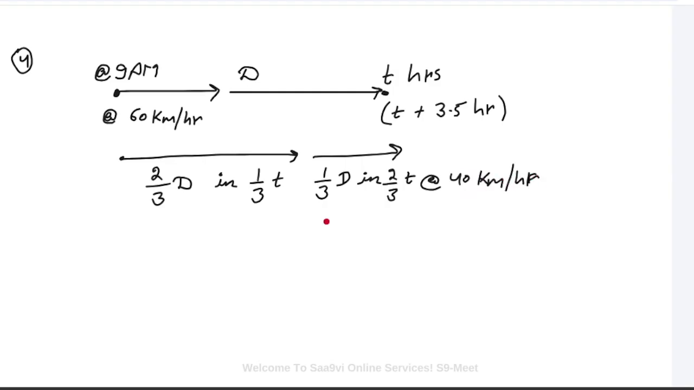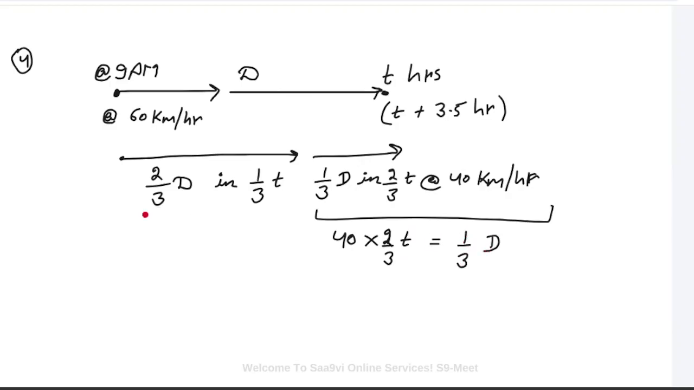Now what exactly does it mean? It's very simple to understand from here. It was the only trickier part in this question, if I may say. Now we know that this distance, 1/3 distance, it would cover in 2/3 of time. So if I make a small equation from here, speed into time: 40 into 2/3 of time, that is equal to 1/3 of distance.